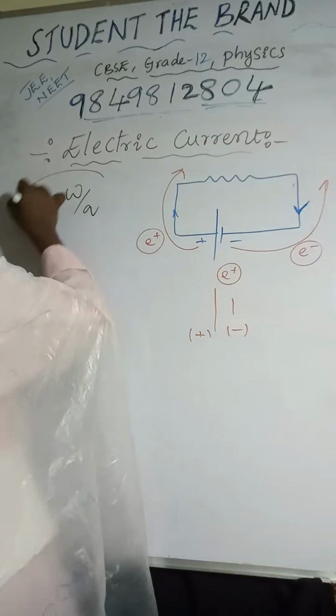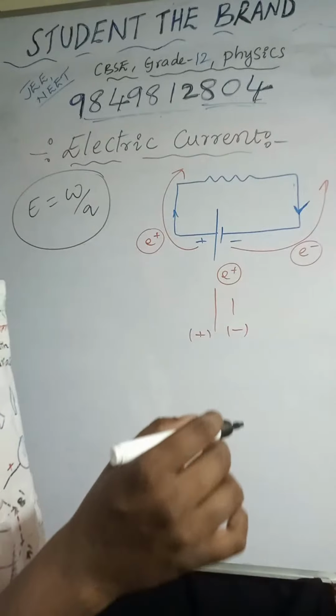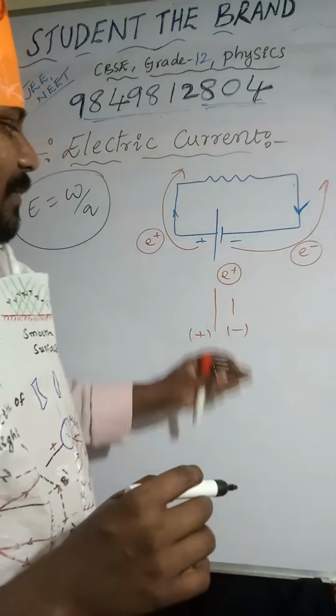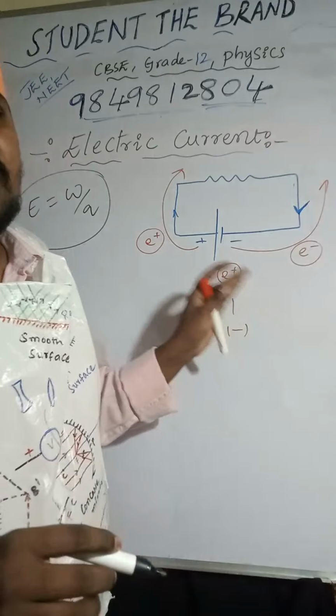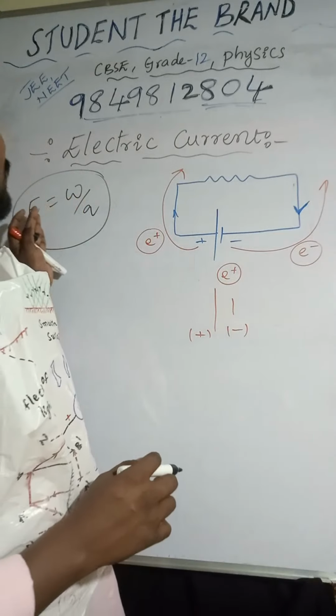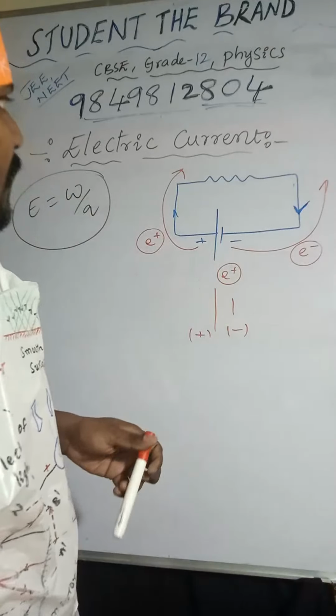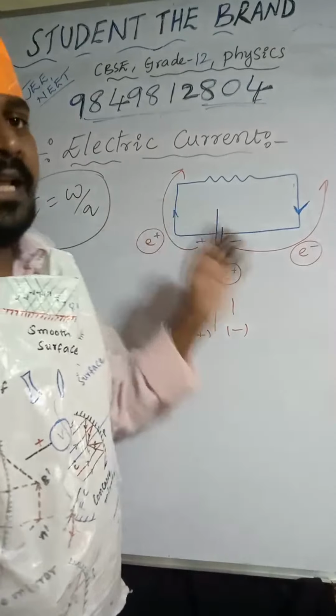So E equals W by Q. 1 volt equals 1 joule of work done to bring 1 coulomb of charge from one point to another point within the cell. That is called EMF, electromotive force, equal to W by Q. I hope it is very clear. So that is about EMF. Next one.